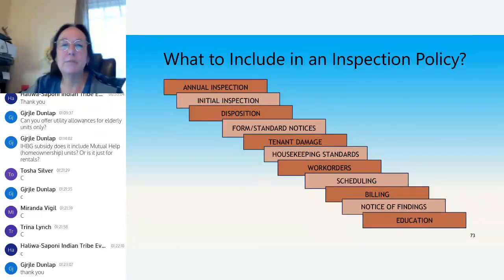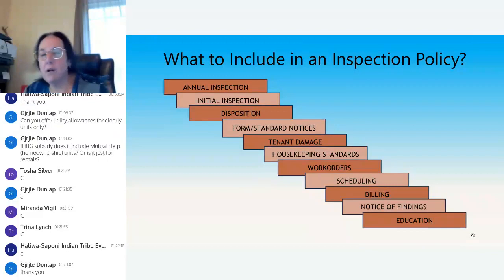Inspections. What to include in an inspection policy. Is it an annual inspection, the initial inspection? Is it disposition? You have forms, standard notices, tenant damage, housekeeping standards, work orders, scheduling, billing, notice of findings, and sometimes tenant education.